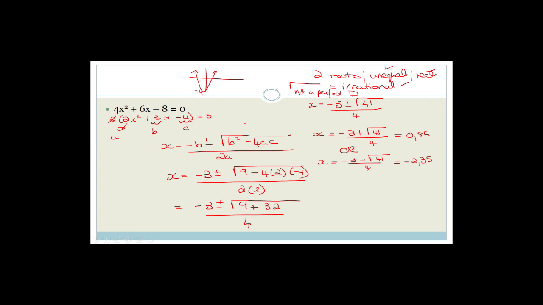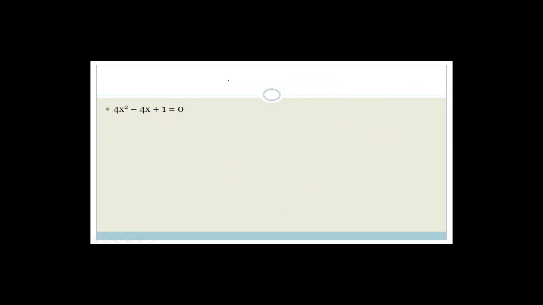So do you see that from our equation, if we look at this here, we can actually get an idea of what type of roots a graph is going to have, and that's where it's going to cut the x-axis, or if it's not going to cut the x-axis. Let's look at one more example. So we've got, again, that this is a, the whole of this is b, and this here is c.